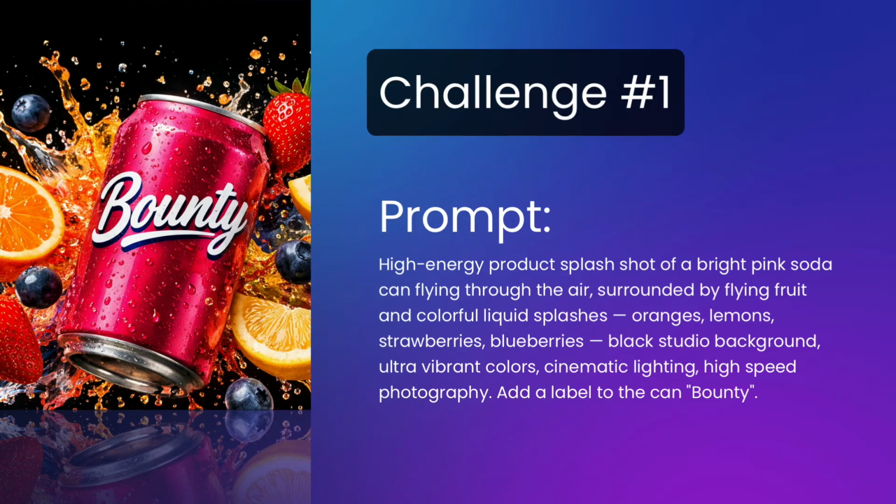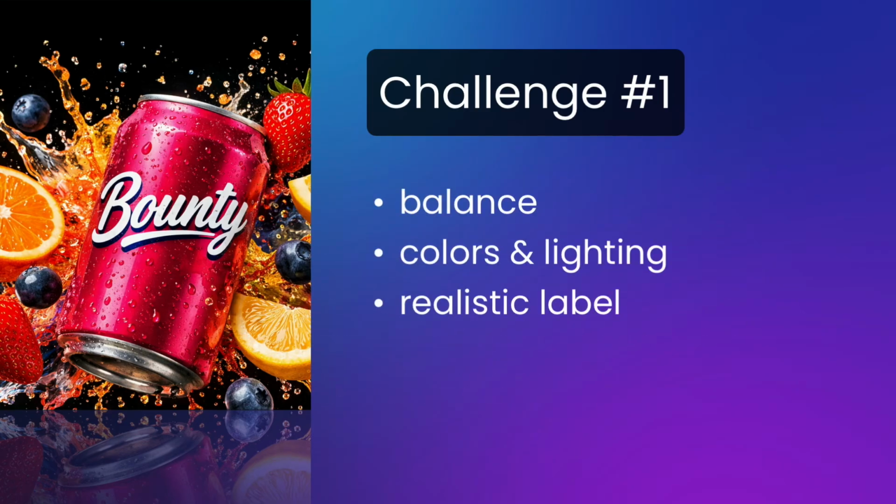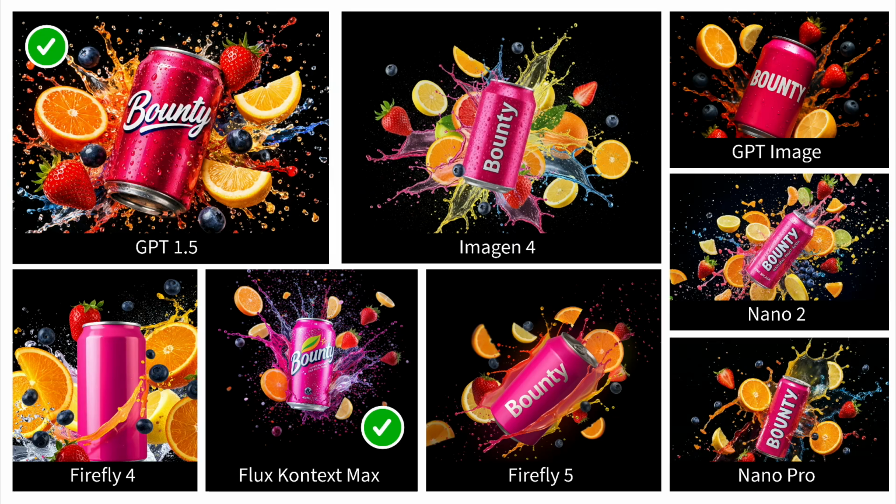For this challenge, we're creating a cinematic product shot of a soda can and flying fruit and juice, as well as a label on the can. What we're looking for is balance in framing, as well as the amount of fruit and juice. We don't want them to take the focus away from the soda can, vibrant colors and cinematic lighting, and a realistic label. Some models struggled with the label, and one didn't even get one on the can. All had vibrant colors and cinematic lighting.